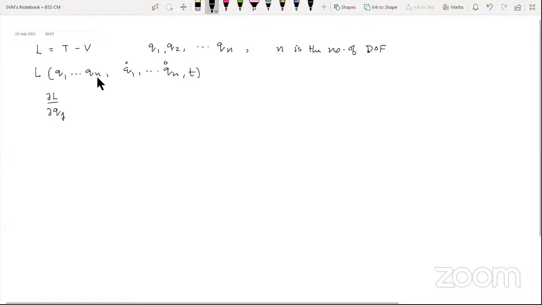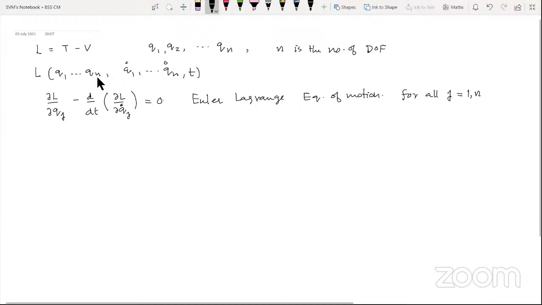∂L/∂qj minus d/dt of ∂L/∂qj dot is equal to 0. These are the equations of motion, called the Euler-Lagrange equations of motion. You solve this for all j. For each qj you will have one equation of motion, so there will be n equations of motion in total for an n degree of freedom problem. You solved the problem of a pendulum last class, and you understood what the generalized coordinate is, what the equation of motion is, and how to solve it.